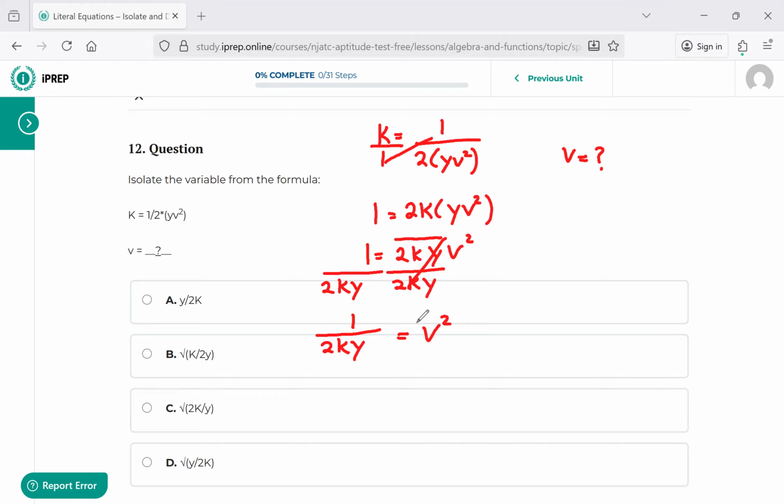And then solve for v. So you're going to solve for v, getting rid of this power 2 by taking the square root of both sides. So v equals square root 1 over 2ky. Why don't I see my answer?